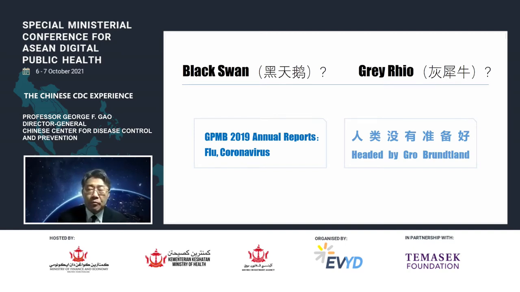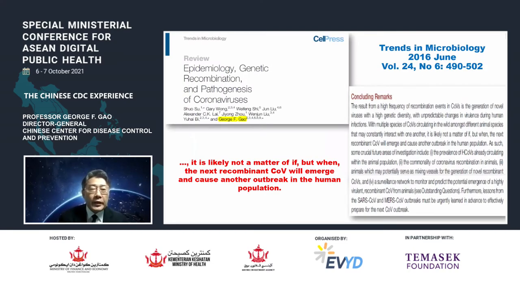We are not ready for this potential pandemic. In 2016, my group wrote a review in Trends in Microbiology, claiming it is not a matter of if, but when the next recombinant coronavirus will emerge and cause another outbreak in the human population. So obviously, for the professionals, we already knew there might be a new coronavirus coming out to infect human beings, which might cause a pandemic. But to ordinary people, maybe they think this is really a black swan.